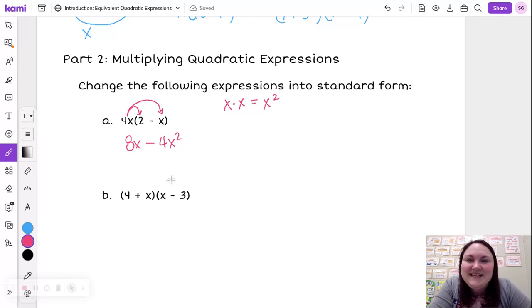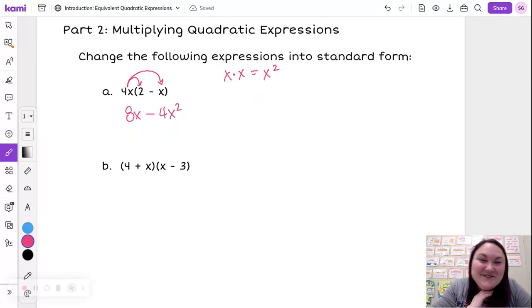Now, expressions like these we've seen in previous lessons. This one here for b, though, is a little more new to us, where instead of just having one term we're multiplying, we have two terms, that 4 and the x, that we need to multiply by x minus 3. When you have bigger expressions like these, there are two ways you can approach the problem. One way is using distribution similar to what we did in a. The other way, though, is drawing this diagram that helps you see all the multiplication you need to do. So I'm going to do this problem two ways, and in today's lesson you can decide which way you like more.